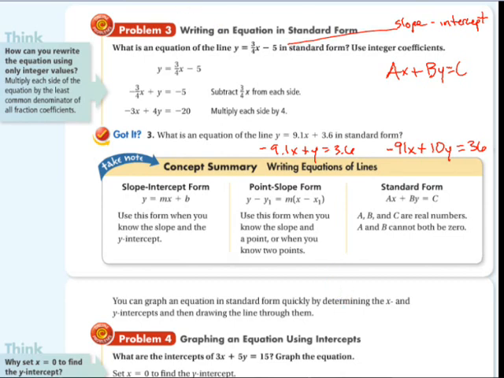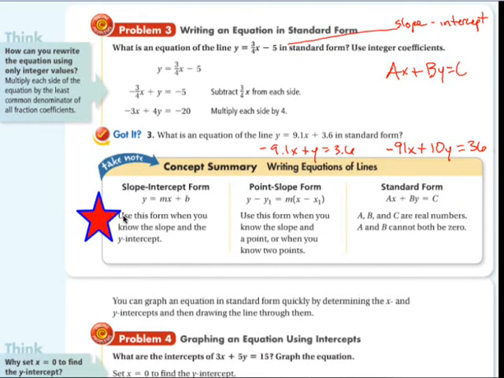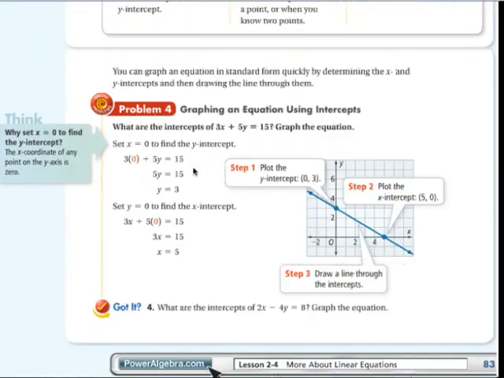Concept summary, if I were a note-taking type, I would always make sure that I took note of this part right here. I think these concept summaries are important, things that you need to know. Slope-intercept form you should know, point-slope form, that's from today's notes, but again, Algebra 1, and standard form from today's notes, but also Algebra 1. So let's take a look how to graph an equation using intercepts.